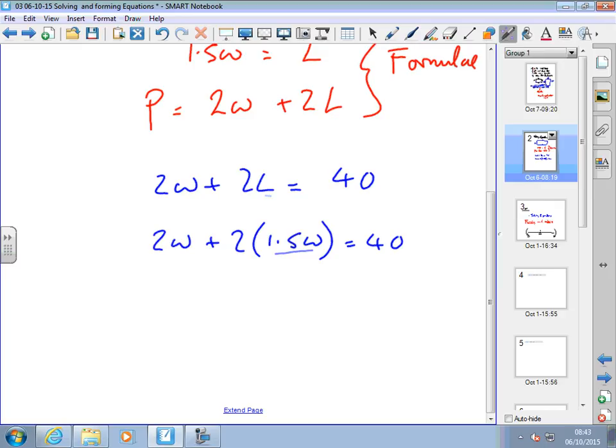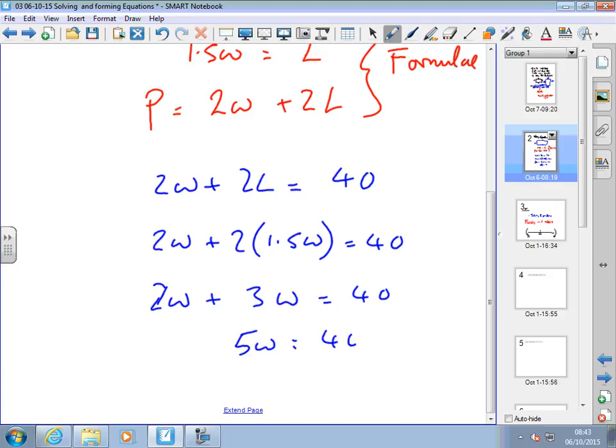And then I can write 2W plus, what's 2 times 1.5? 3W equals 40. And this is where Sophie came in. You sort of jumped to this point, didn't you, really? And then said, OK, well, what's 2W plus 3W? Remember, W is a number. 2 lots of that number plus 3 lots of that number, from what we were talking about last week, basic algebra ideas, surely is 5W.